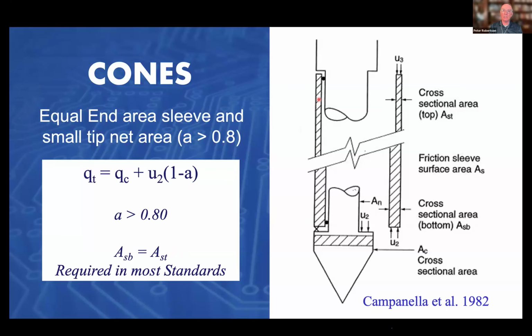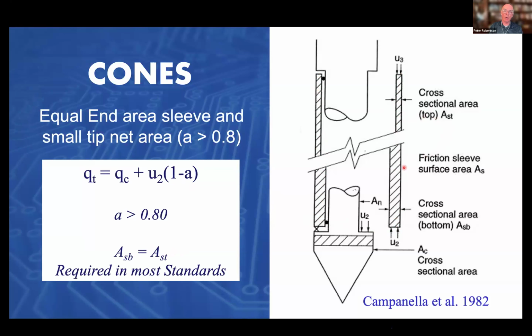In the early days, the sleeve was designed to latch onto the load cell. And so the cross-sectional area of the top of the sleeve would be different than the bottom of the sleeve. And so when you immersed it in water, you'd have equal water pressure, but because the cross-sectional areas were different, it would induce a small force. And so you would actually measure a small sleeve friction when you were pushing the cone in water.